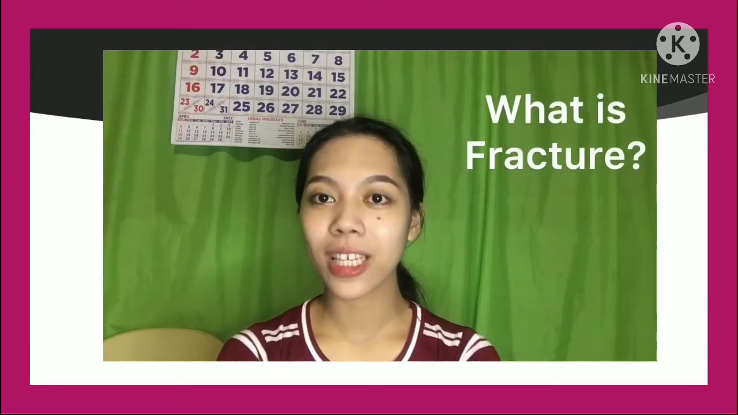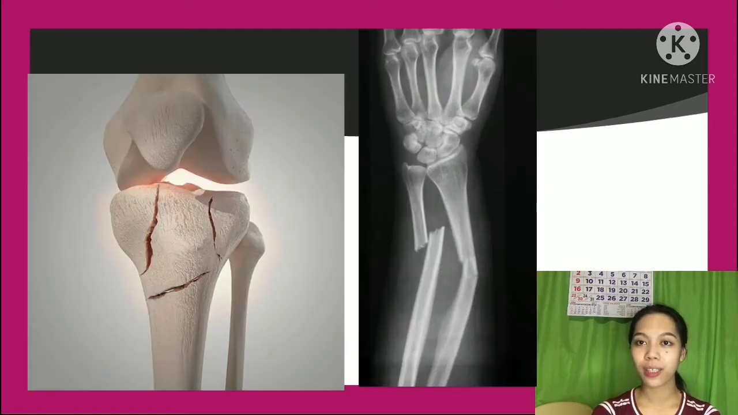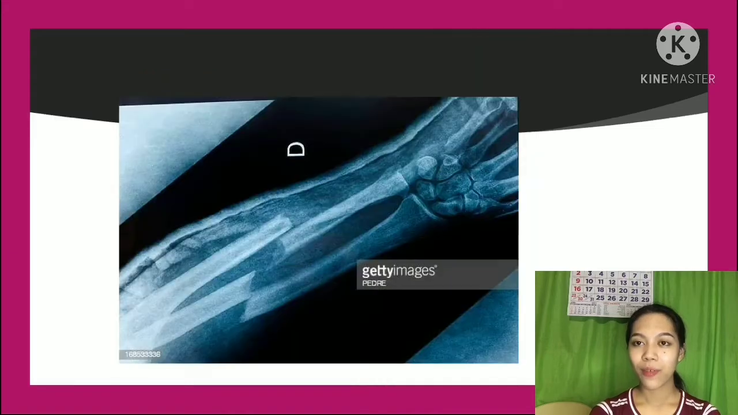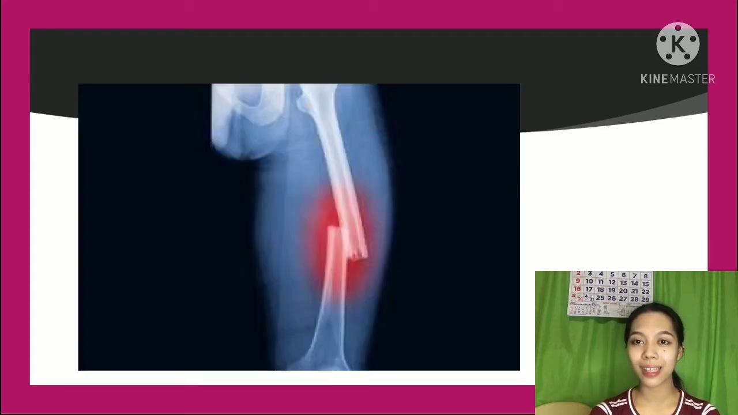Hi, my name is Karen Tigi. So, what is a fracture? A fracture is a break, usually in the bone. If the broken bone punctures the skin, it is called an open or compound fracture. Fractures commonly happen because of car accidents, falls, or sports injuries. Other causes are low bone density and osteoporosis, which can cause weakening of the bones.